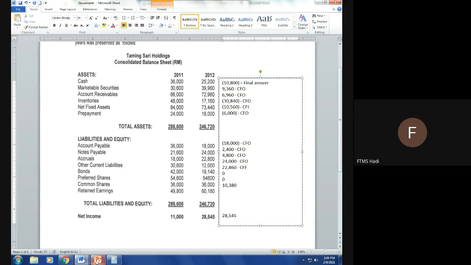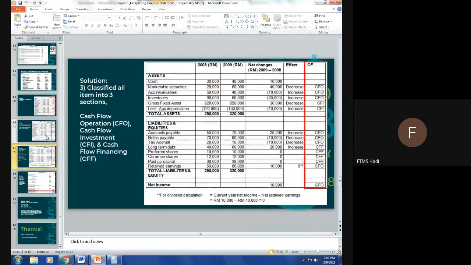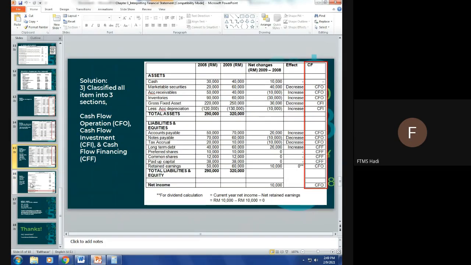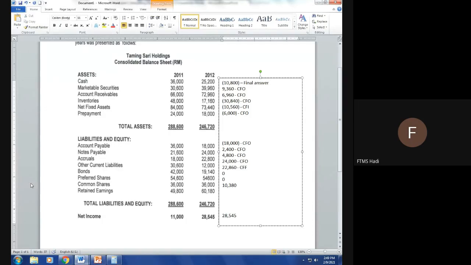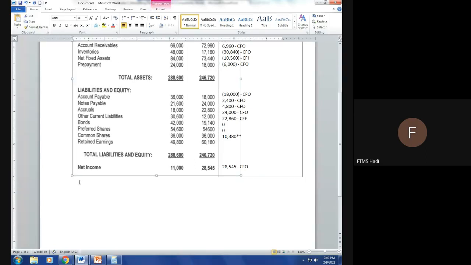Okay, and then, wait a minute, I cross-check with this one. Retained earnings, CFO. Net income, CFO. Dividend, for this one I put 2 stars because I have some special calculation. And this one, net income, you put under CFO, cash flow operation. Okay, the last part here is dividend paid.